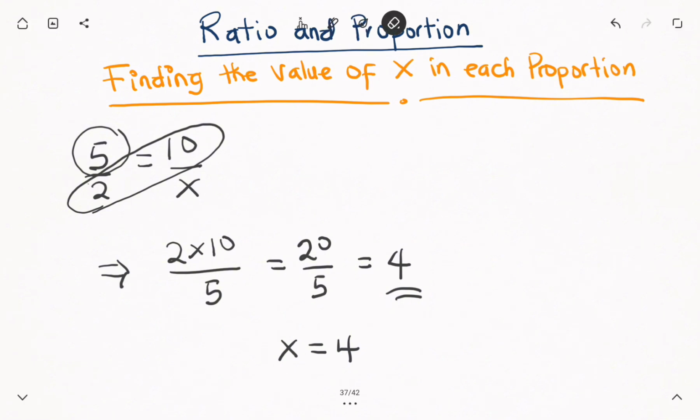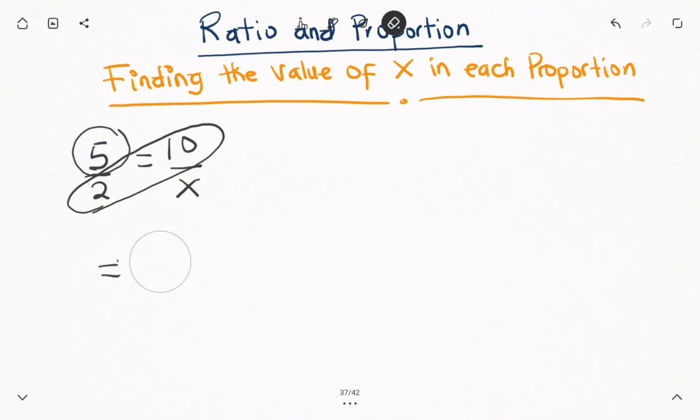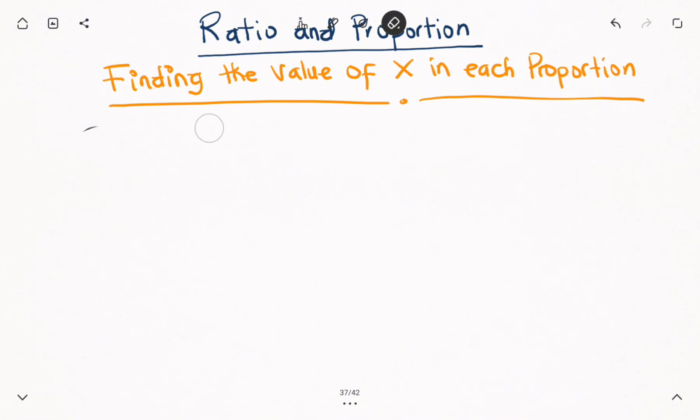All right, now that we've seen the trend of how this goes and how we find the value of x, let's continue to solve more examples, and then we get our homework. So let's look at the third example.